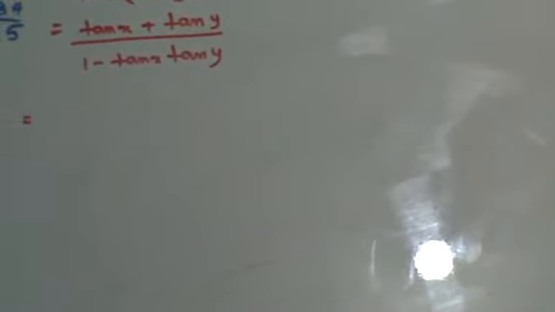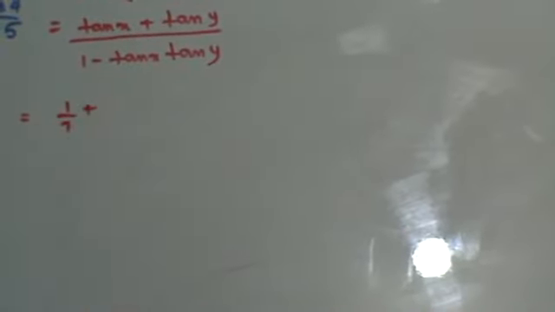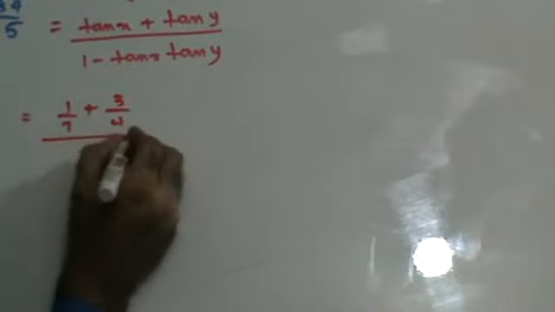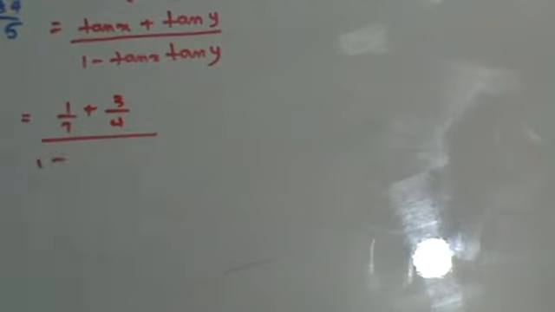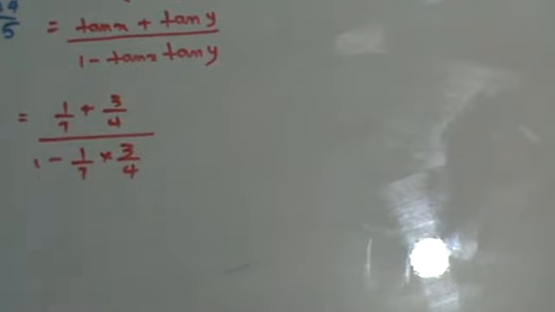Right? Now, this can be written with tan x. Let's look at the figure. We can find out the value of tan x. Tan x is nothing but 1 by 7 plus tan y. Tan y is going to be 3 by 4, upon 1 minus tan x tan y. Tan x is 1 by 7. Tan y is 3 by 4.